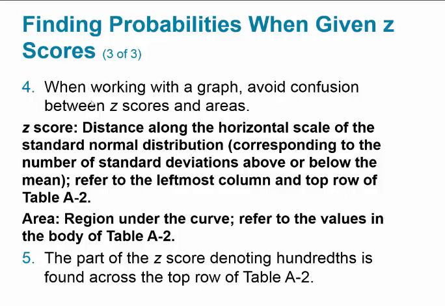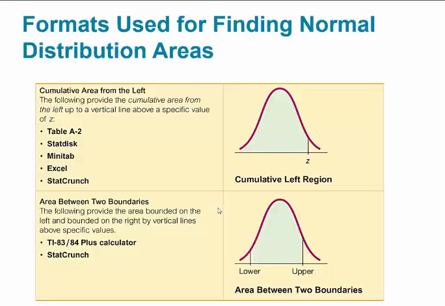Now, one thing about it is that when working with a graph, avoid confusion between z-scores and areas. A z-score is the distance along the horizontal scale of a normal distribution, corresponding to a number of standard deviations above or below the mean. The area is the entire region under the curve. Now, the part of the z-score denoting hundredths is found across the top of Table A-2. So if we were using the table, we'd have to worry about all these things, but we're not going to be using the table.